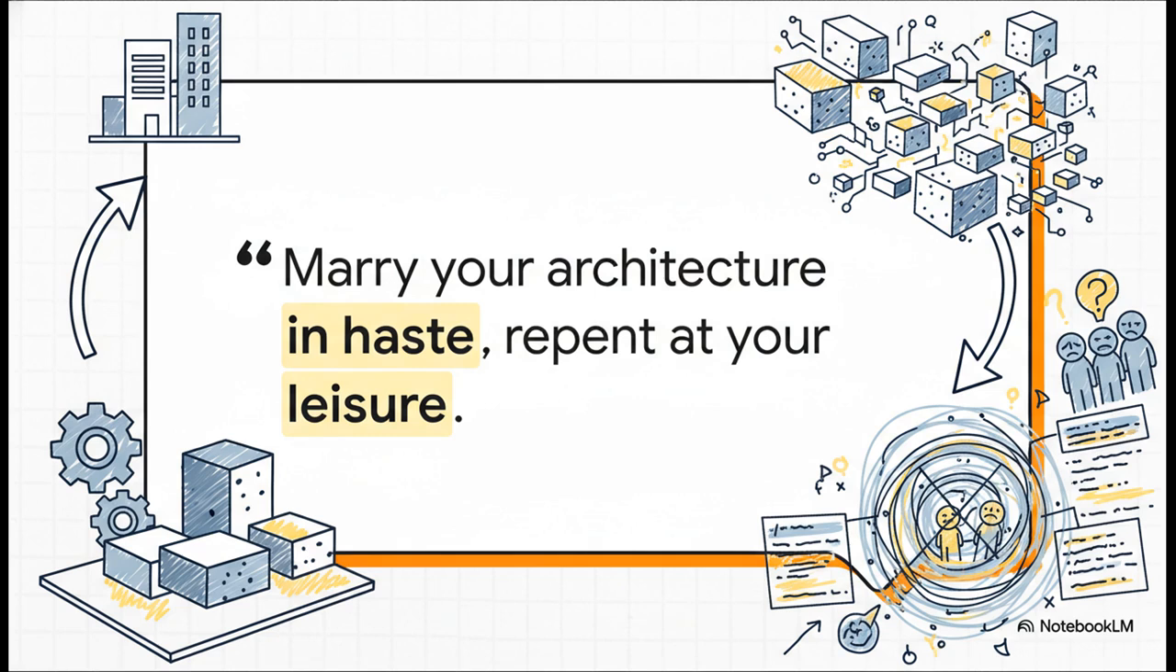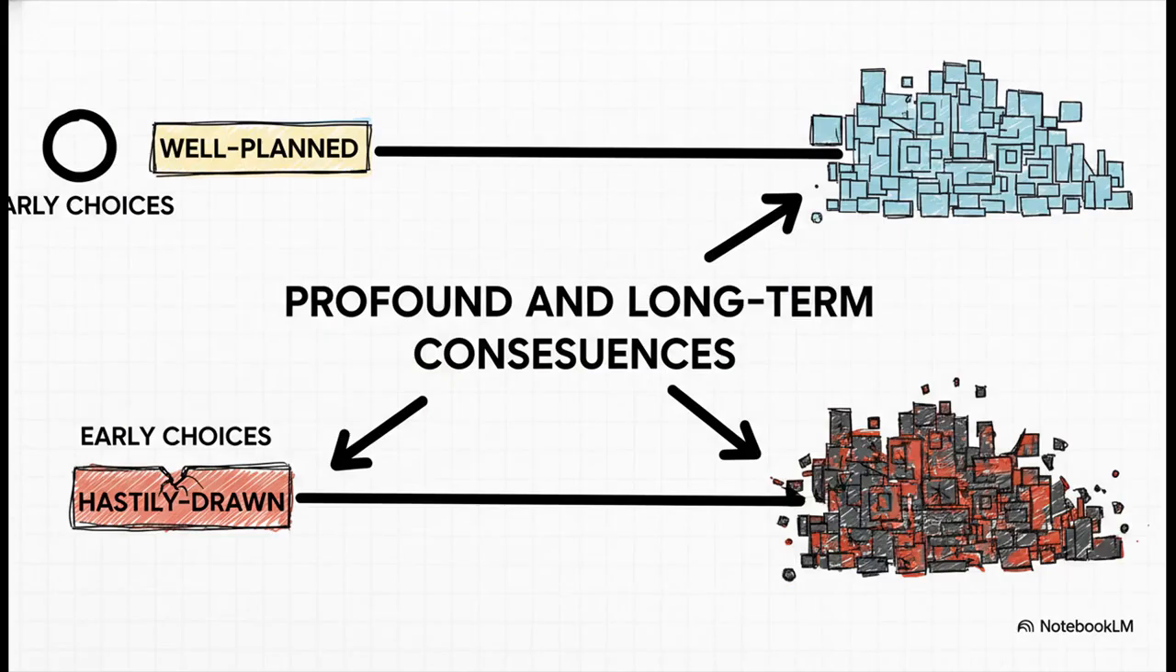This quote from the legendary software engineer Barry Boehm really says it all. "Marry your architecture in haste, repent at your leisure." The architectural decisions you make at the beginning are going to stay with you for the entire life of the project. A good choice can make everything smoother for years, while a poor one can cause endless frustration. So yeah, these early choices have a huge impact.